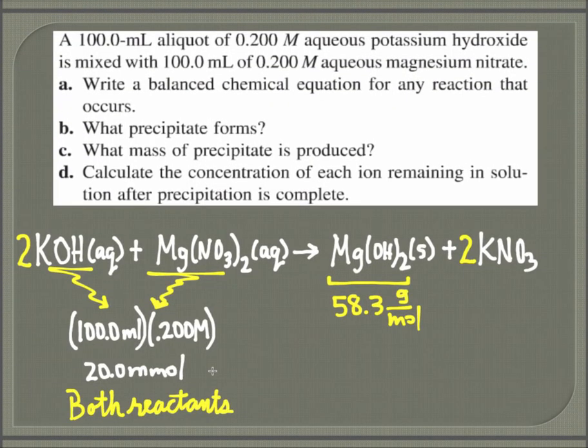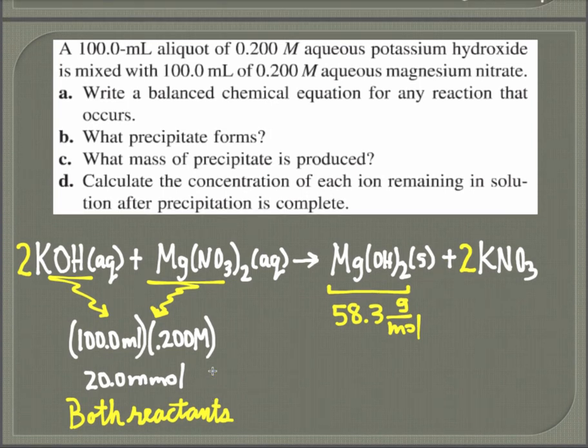Another question. I've set these up so that you can theoretically pause them and try it yourself, or at some point try it yourself if you like. In any case, 100 milliliters of 0.2 molar potassium hydroxide, 100 milliliters of 0.2 molar aqueous magnesium sulfate. A vast majority of our simple chemical reactions can be done in water, and aqueous gives the ions or molecules or whatever a chance to mingle. Again, they're giving us 20 millimoles of this one and 20 millimoles of this one, and asking the question, write a balanced chemical equation, what precipitate forms, what mass precipitate forms, find the concentration of each ion remaining in solution.